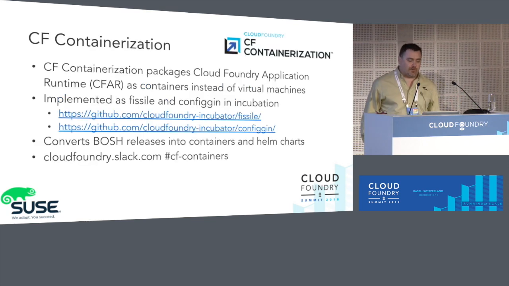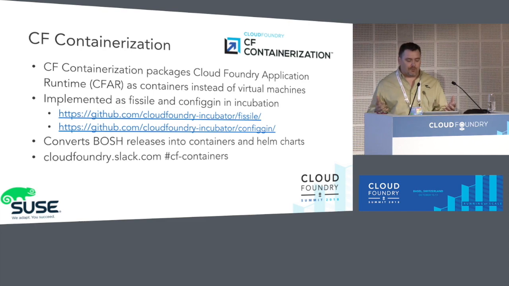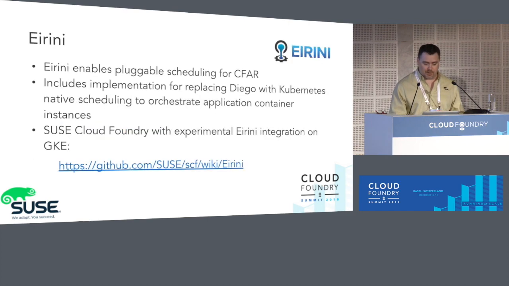One of those is CF containerization. This was incubated earlier this year, and all of the stuff I'm talking about, I come last after all our great SUSE talks, so I'm really summarizing. Hopefully you were able to see many of these other ones. This is basically, as we referred, Fissile and Configin, but it converts BOSH releases into containers and Helm charts. You'll find that this is what's enabling us to make Cloud Foundry run natively on Kubernetes. And you'll find the repos there open for you to play with, or on the Cloud Foundry Slack channel, please come and chat with the engineers.